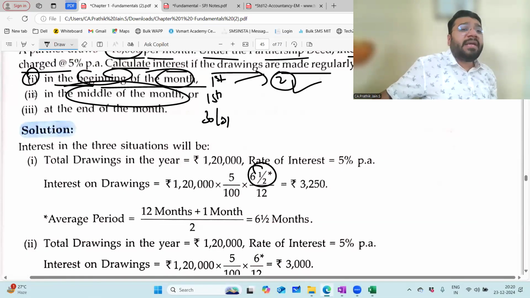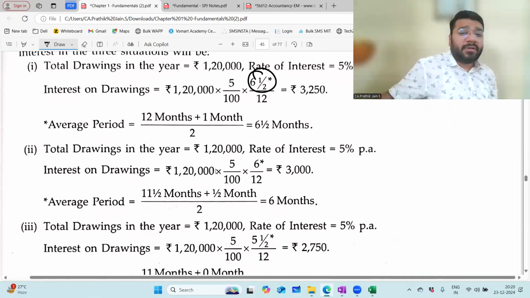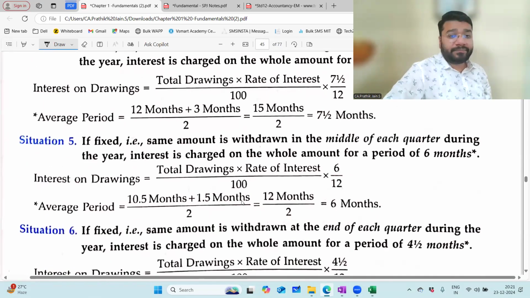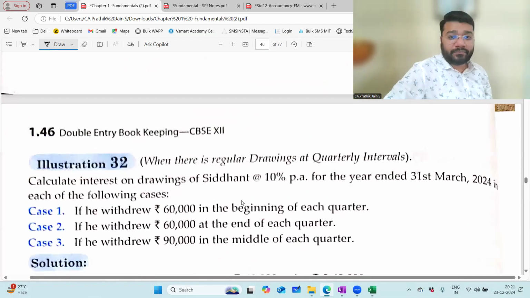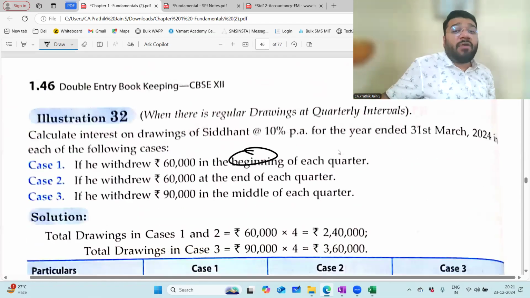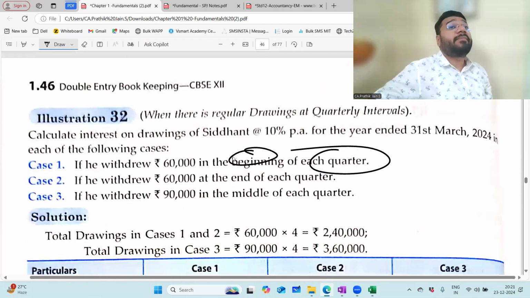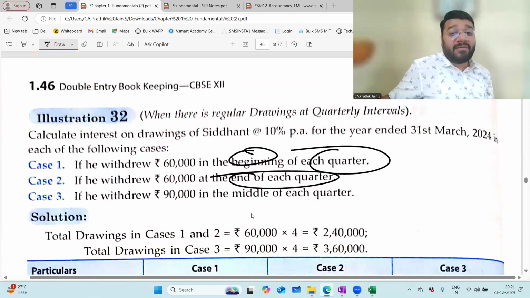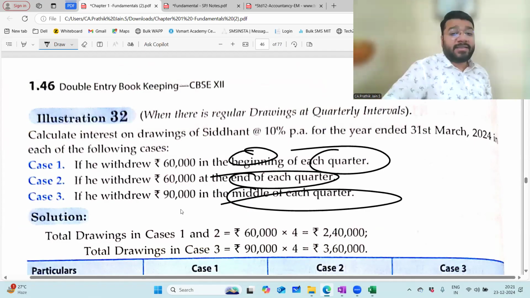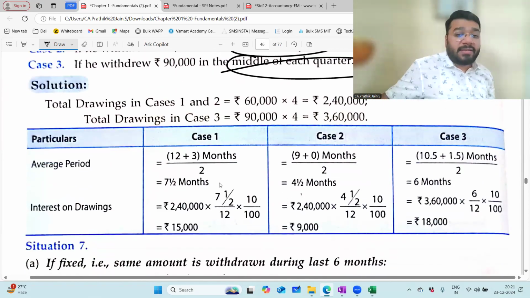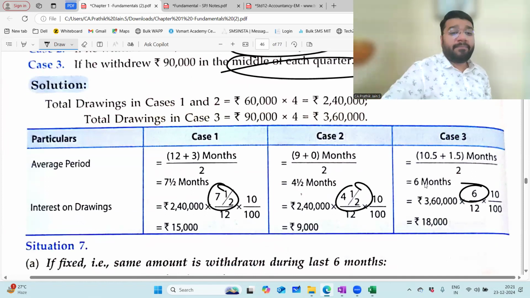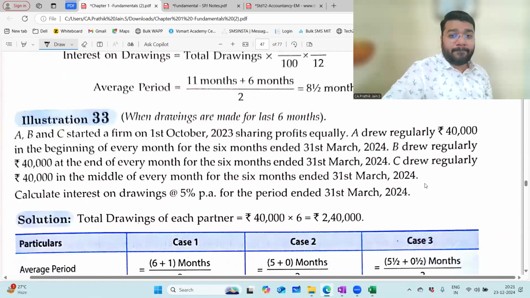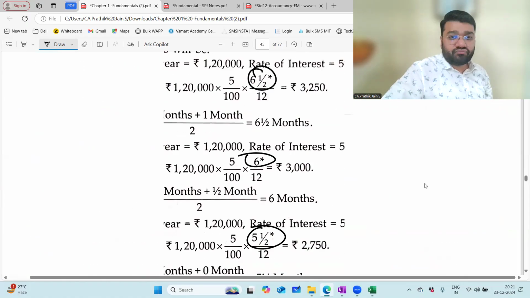Middle of the month, what is the average period? 6. End of the month, average period 5.5. Beginning of each quarter, 7.5. End of each quarter, 4.5. Middle of each quarter, 6. So 7.5, 4.5, 6. Any problem here? No, sir.